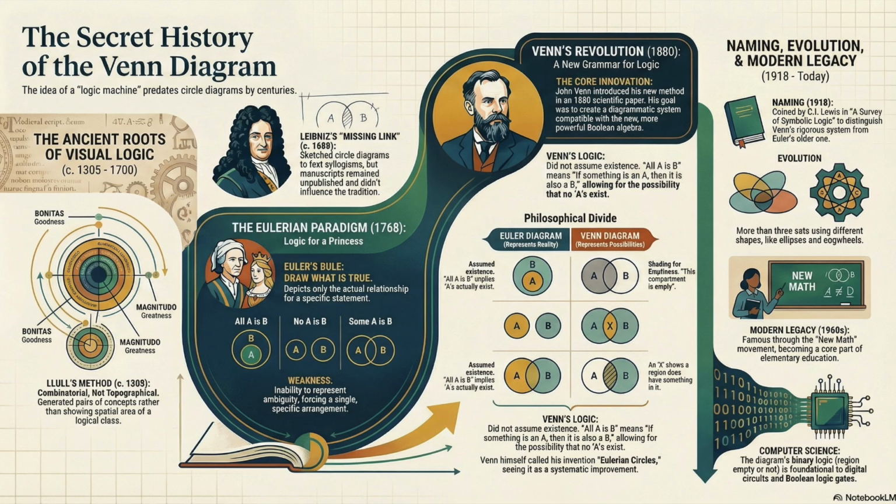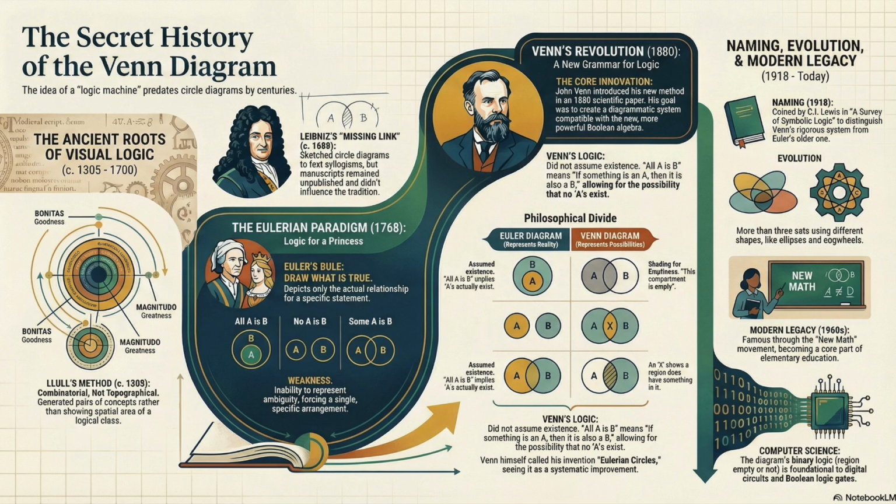Millions of students, therefore, learned set theory through those overlapping circles, even if the philosophical nuance between the empty set in Venn versus the assumed existence in Euler was often lost in the elementary school curriculum. But the deepest, most foundational impact is found in engineering and computer science, where the binary nature of Venn's system is indispensable. Inside or outside, 1 or 0.